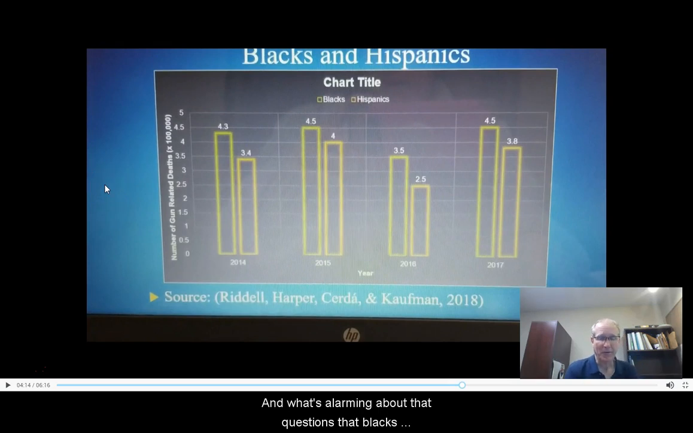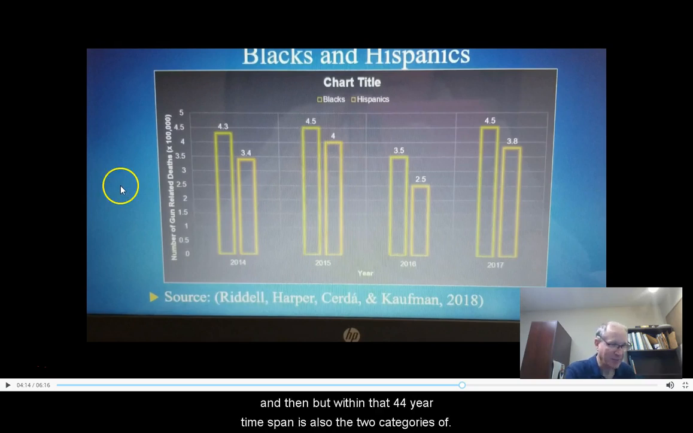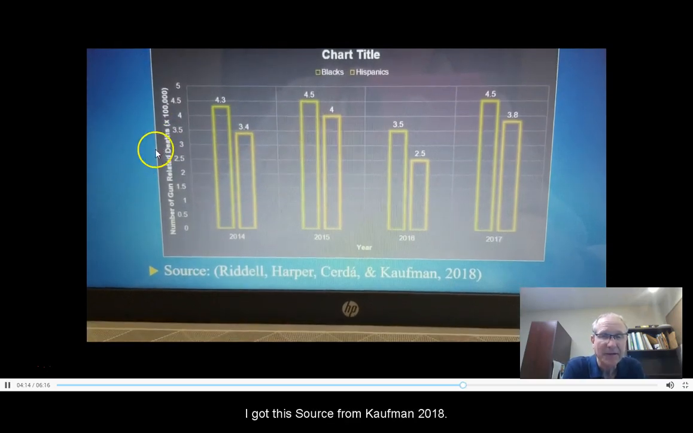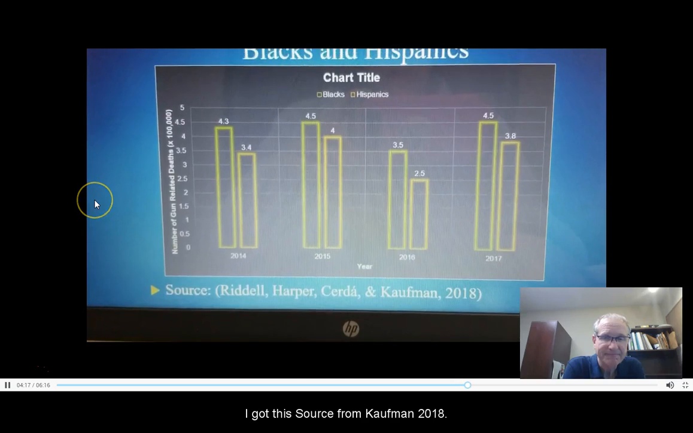And what's alarming about that, of course, is that Blacks only make up 10 to 12% of the population, yet they are the larger part of the actual criminal activity. And that's the kind of stuff that these statistics will point out for us. And naturally, what's going on here is she's taken each year and turned that into a category. So we're comparing 4 different categories, meaning 4 different years. And then within that 4 different year time span are also the 2 categories of African American and Hispanic. So that's very cool. And I got this source from Kaufman, 2018.